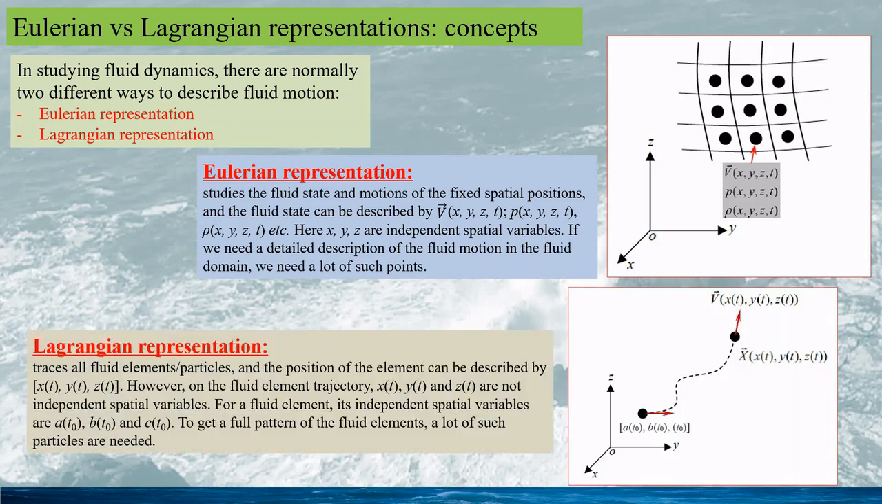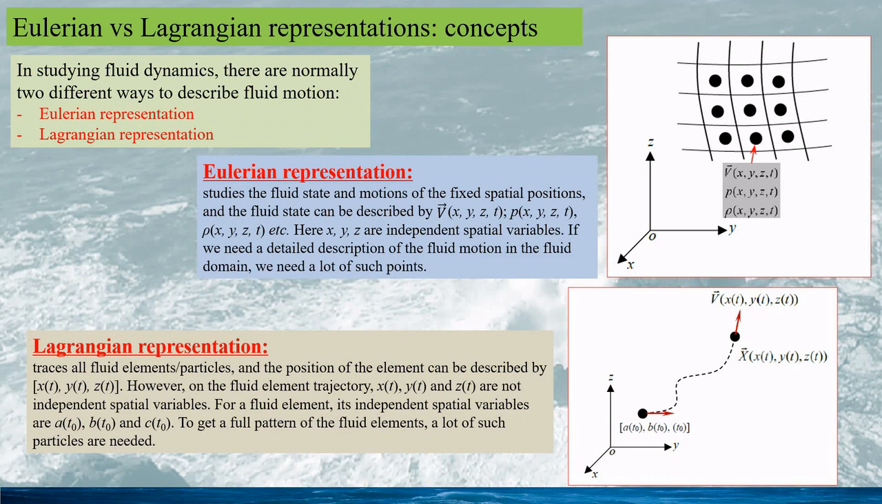A different approach is the Lagrangian representation, for which the individual particle or fluid element are traced over time, so we can see clearly how the fluid particles moving around in the fluid domain. In such an approach, particles' position can be determined by its coordinates x(t), y(t), and z(t).